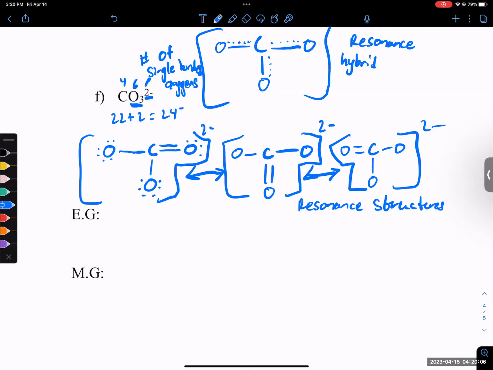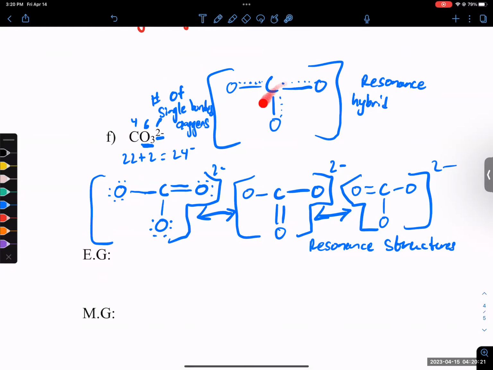Y'all may or may not have to draw out the resonance structures of carbonate on one of your take-home assignments. But if they ask you to explain it, it's the exact same way I did up here. And if you draw this thing, Dylan and I will think you're extra smart.